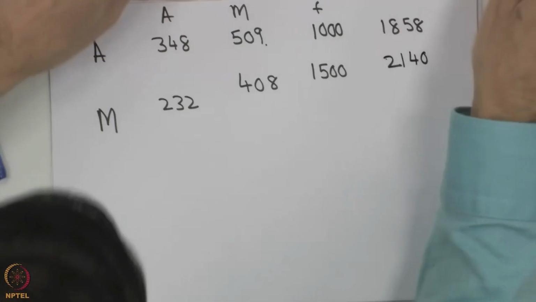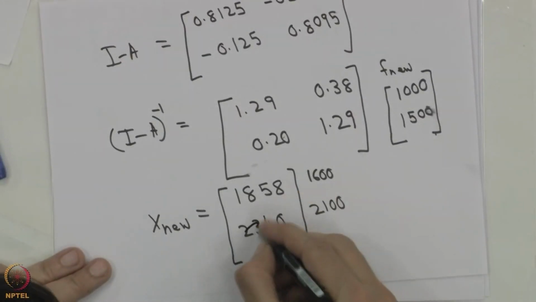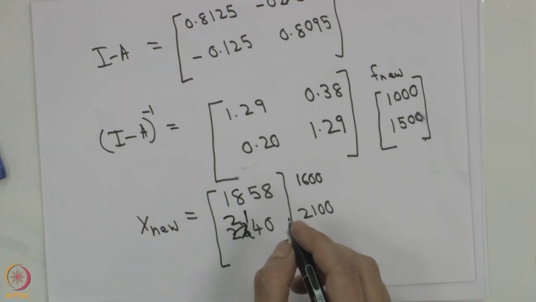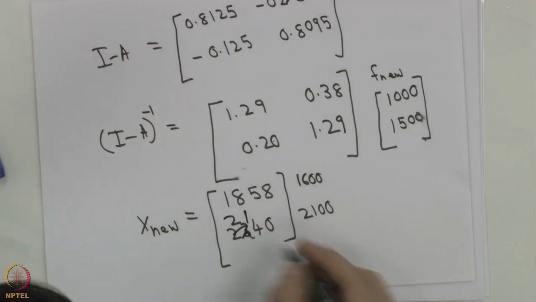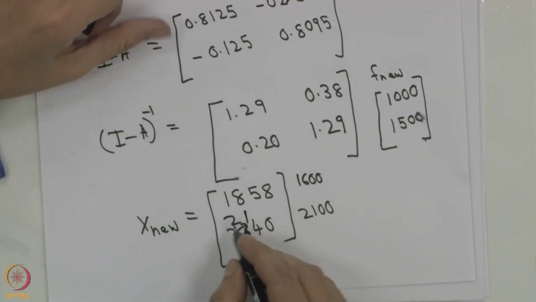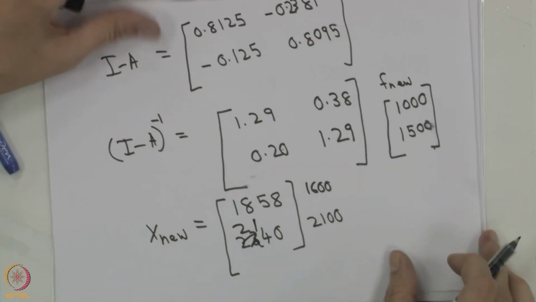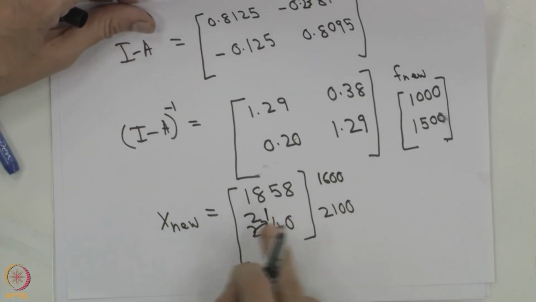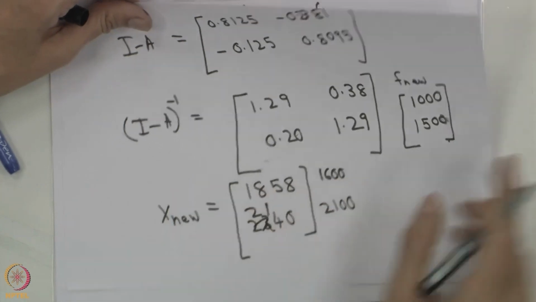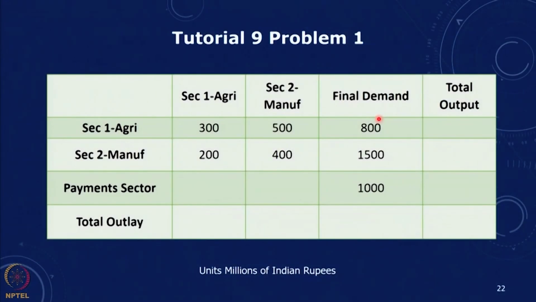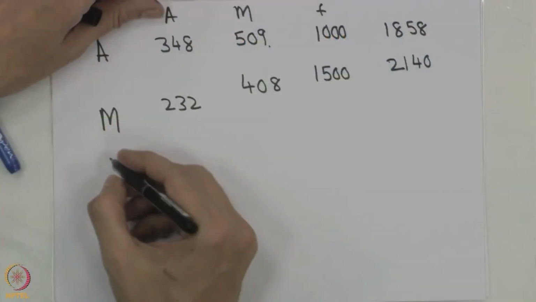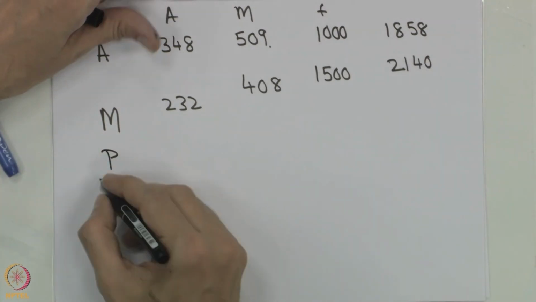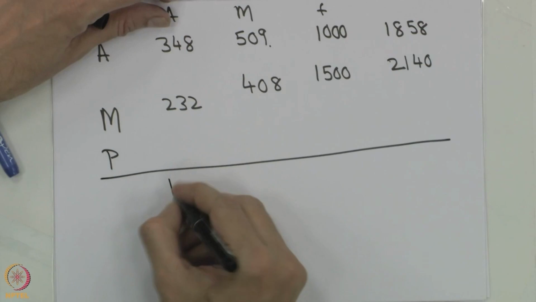this should have been the value of x new here. When you multiply, it's 2140. It's not 2340, it's 2140. So, we have a slight increase in the value of the manufacturing output from 2100 to 2140, but a significant increase in this. So, this is 2140.